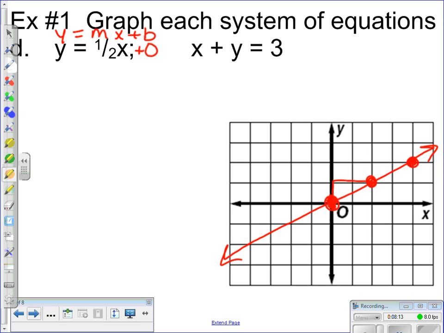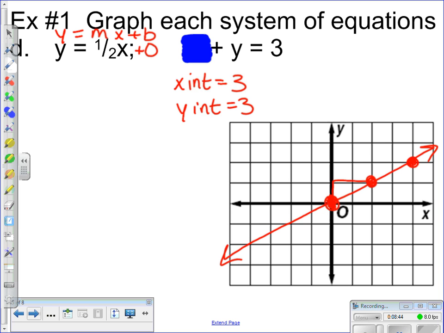Now when we go on to the second one, you'll notice this one is in standard form. So I'm going to go ahead and graph it in standard. The first thing I'm going to do is cover up the y to get the x-intercept, which is 3. I'm going to slide my little blob over, cover up the x, and now I can tell that the y-intercept is also 3.